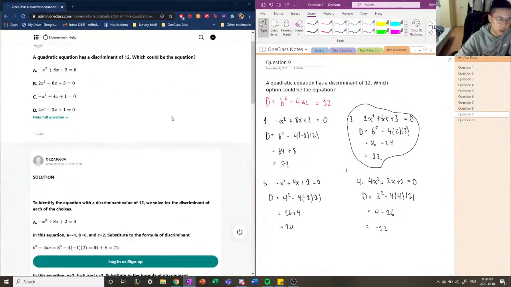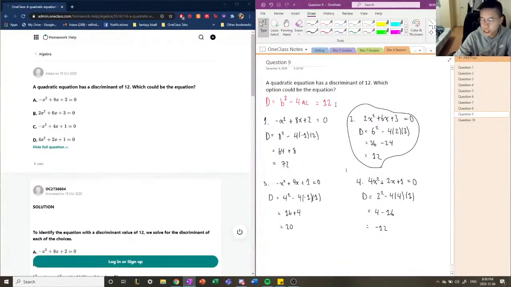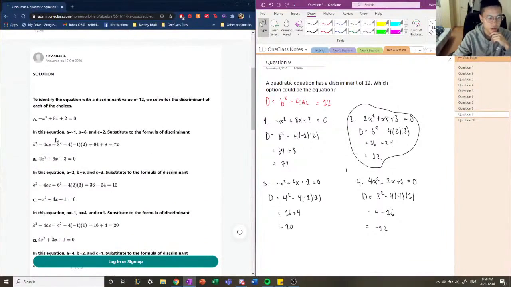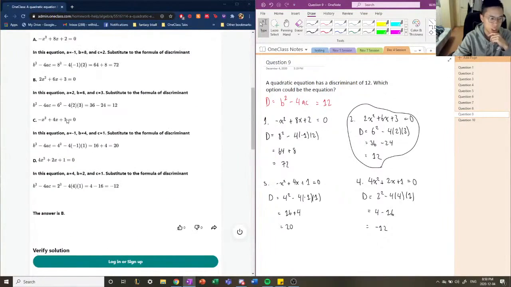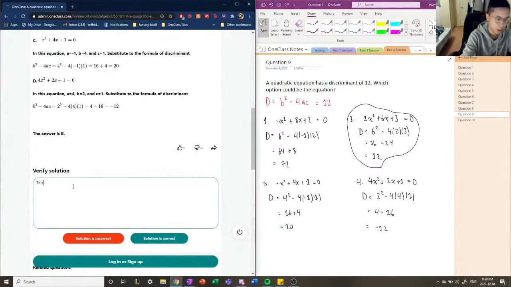Okay, so calculating the discriminant is an easy way of determining how many zeros our quadratic function has. If D is greater than 0, there are 2 zeros. If D is equal to 0, there is 1 zero. And if D is less than 0, there are no zeros. This question basically asked us to calculate the discriminant of each of these quadratic functions and find which one corresponds to the discriminant of 12, which is option number B. So this solution is correct.